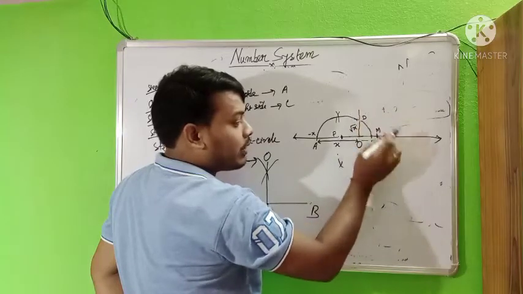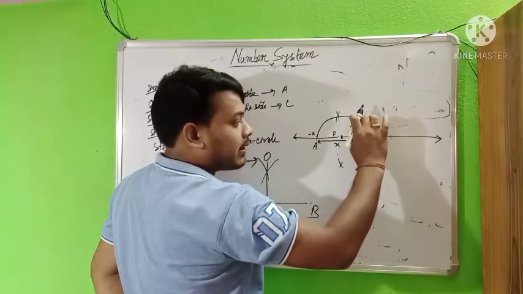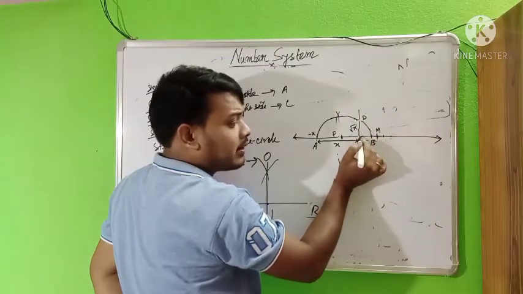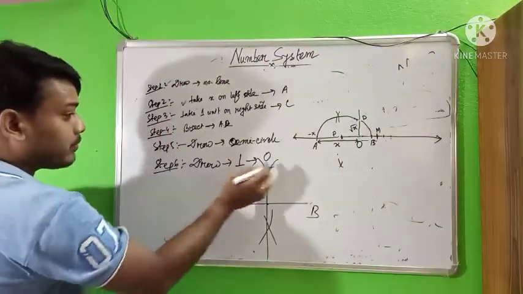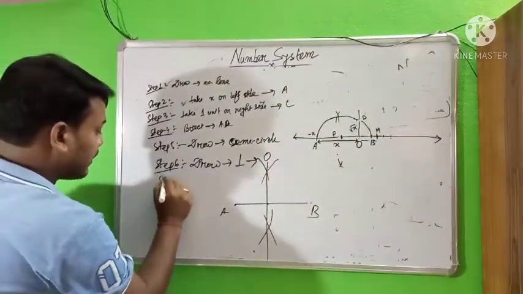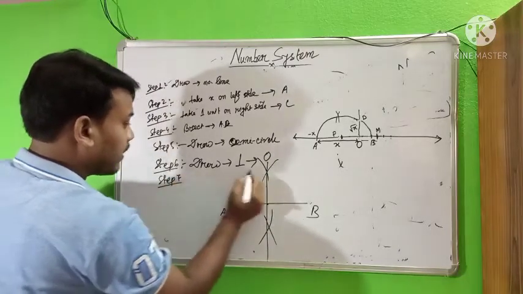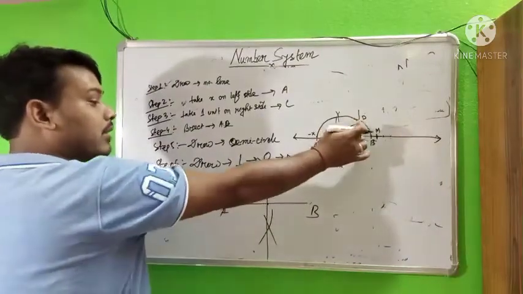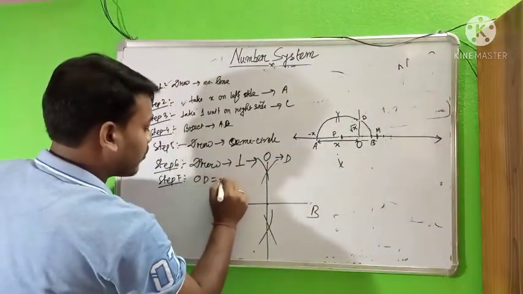That means OD equal to OM, because we take the length of OD and cut on the number line. Okay, so M is the position of step 7. If the perpendicular cuts the circle on D, then OD equal to root x.